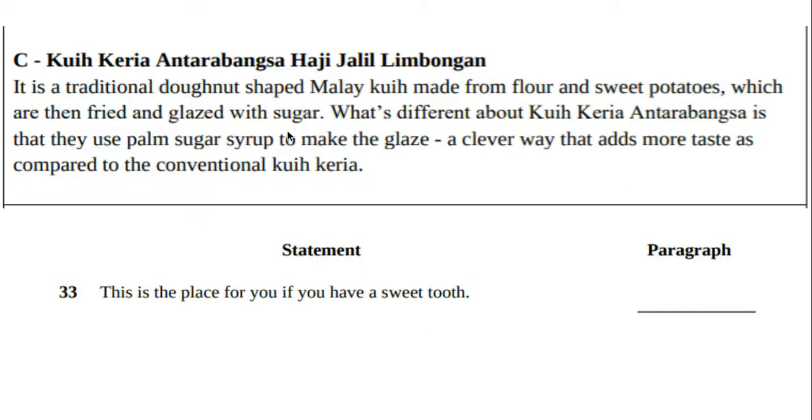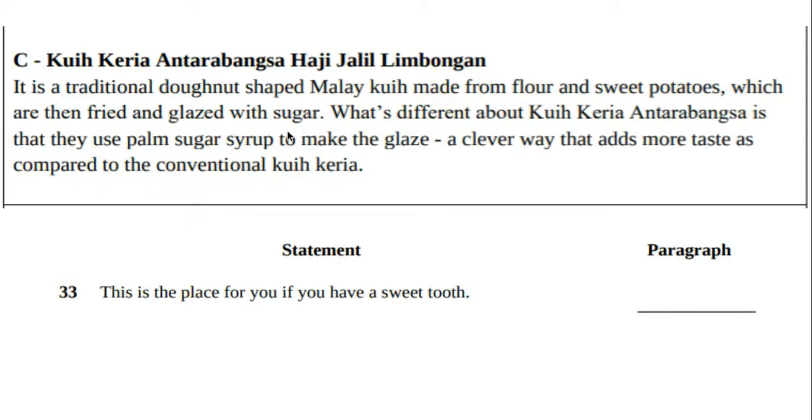So here, glaze with sugar, palm sugar syrup, kan? So dekat sini, dia dah menunjukkan dah. It shows that kuih Korea is actually a very sweet food. So, paragraph C is the best for this statement because it highlights how sweet the food is by describing how it was made mainly from the sugar. That's how you know the answer is C.